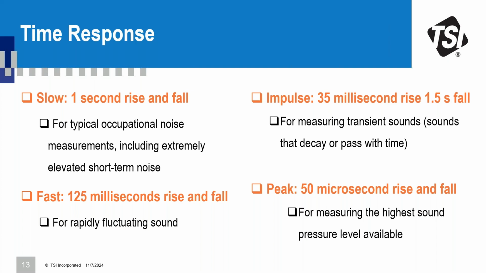Now, peak response is a totally different circuit apart from the other time responses, right? And peak response is the fastest of them all. It's 50 microseconds, not milliseconds, 50 microsecond rise and fall. And it's for measuring the highest sound pressure level available. So again, in most cases, you would use peak response over impulse, because peak would give you the highest sound pressure level available compared to impulse. And I know that we call it impact noise or impulse noise, and when we see the impulse response, we tend to set the meter that way, but it's not the correct way to go about it.